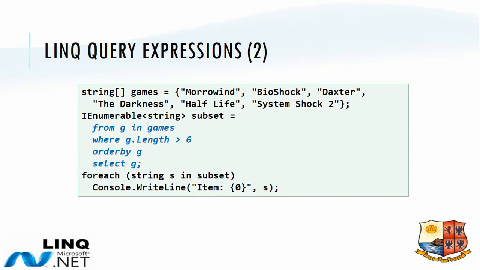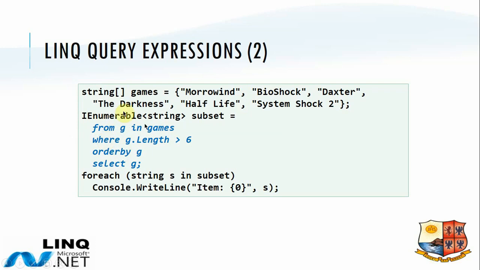From range variable. Please note I have not created the word g anywhere in that program. From range variable in collection. What is the collection here? Collection is nothing but the string array. I hope you guys can follow. Games here is the collection of data; all this data is stored under this name. So from range variable in collection, then I have the condition where g.Length is greater than 6. By looking at this line, what do you understand? What is g here? This is each element inside the collection.